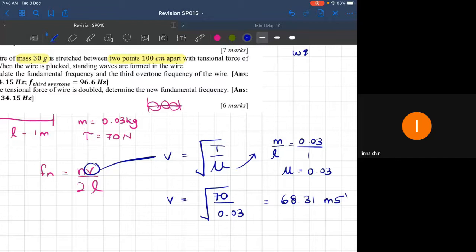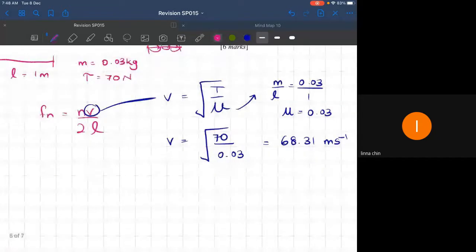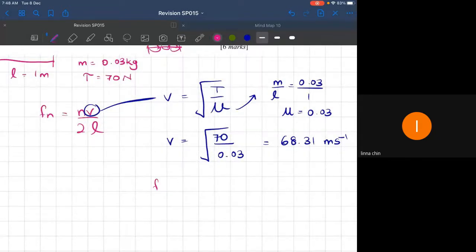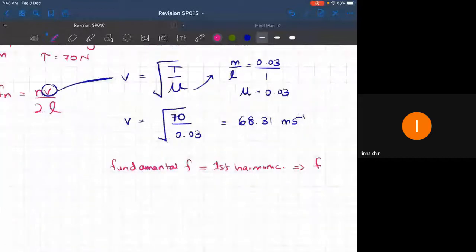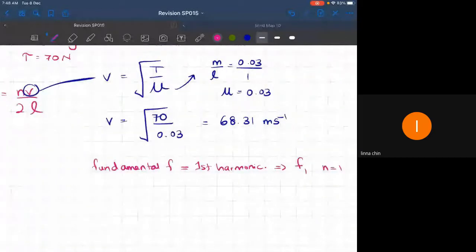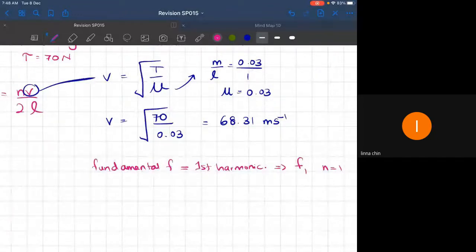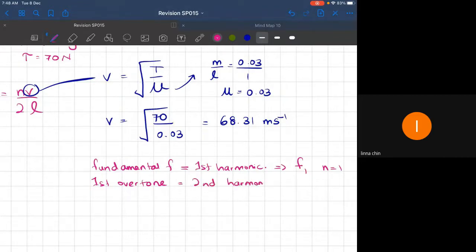N tu yang ke berapa. Okay. So kamu ingat balik. Okay. Fundamental frequency maksudnya sama dengan first harmonic. Okay. So first harmonic maka dia adalah maksudnya F1 lah ataupun N sama dengan 1. Okay, kalau kita ada first overtone maksudnya sama dengan second harmonic. Iaitu F yang kedua lah ataupun N sama dengan 2.